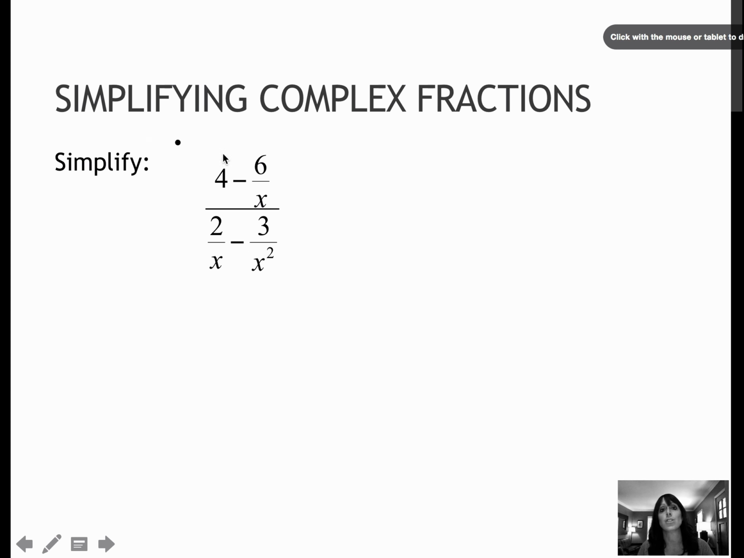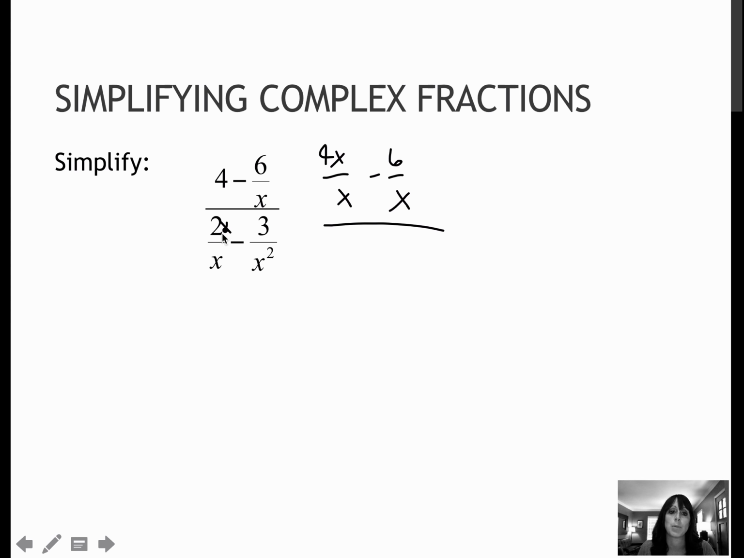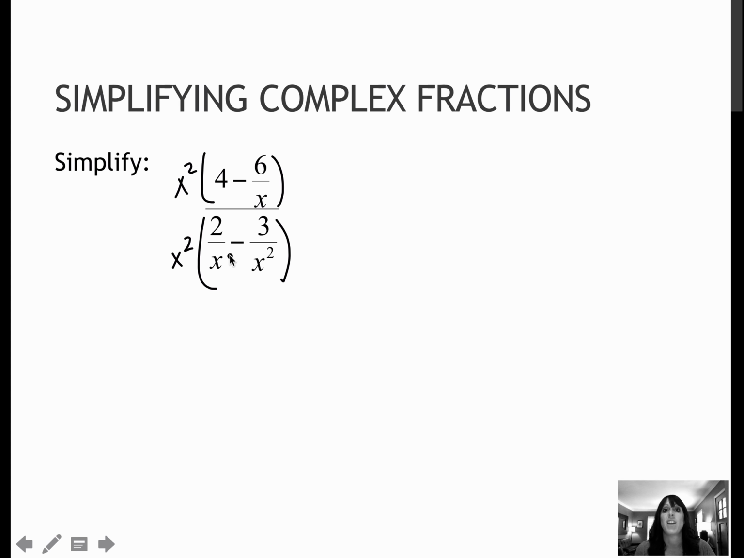Now, instead of changing everything to a common denominator, which is what I could do, I could say, well, let's change this one into 4x over x minus 6 over x. And then in the denominator, I'd have to multiply this by x, and that would give me 2x over x squared minus 3 over x squared. But then I would still have some answer here and some answer here, and it would still be a fraction, and I'd still be driving myself crazy. So instead, let's take everything times x squared, because x squared would be the denominator for everything.